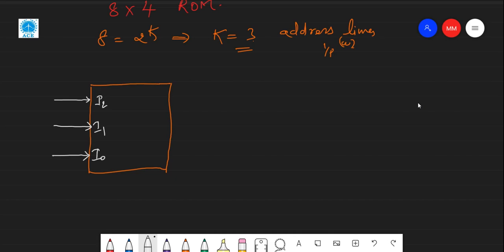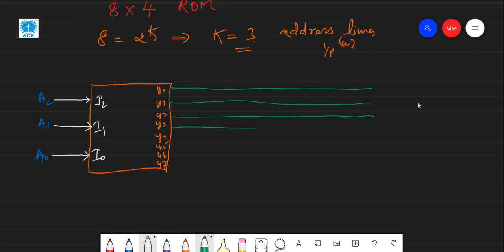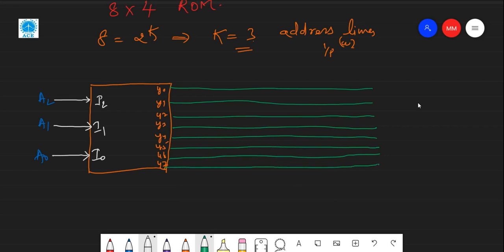Suppose I take A2, A1, A0 as the address lines. Then the outputs will be Y0, Y1, Y2, Y3, Y4, Y5, Y6, Y7. So I'm drawing this here. The connecting wires I'm drawing with another color. This is 6 and the final one is 7. Now, as we discussed, this is a 3 into 8 decoder.